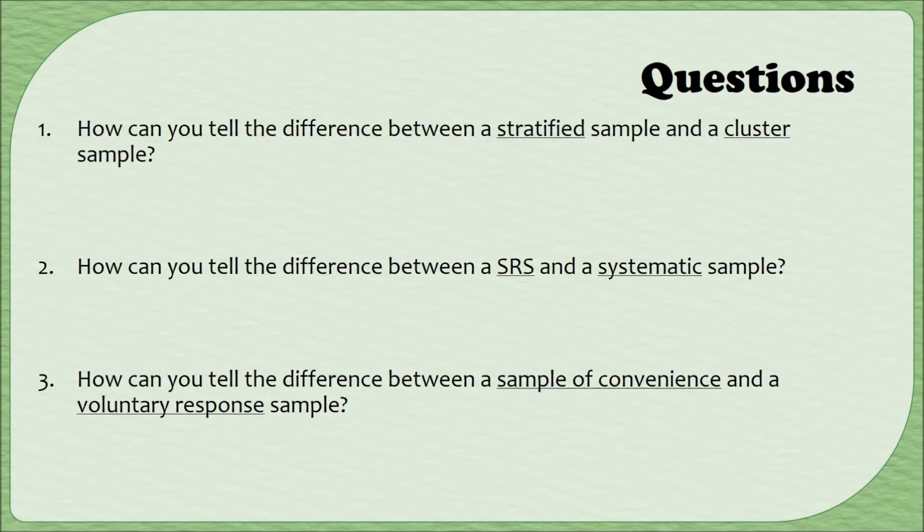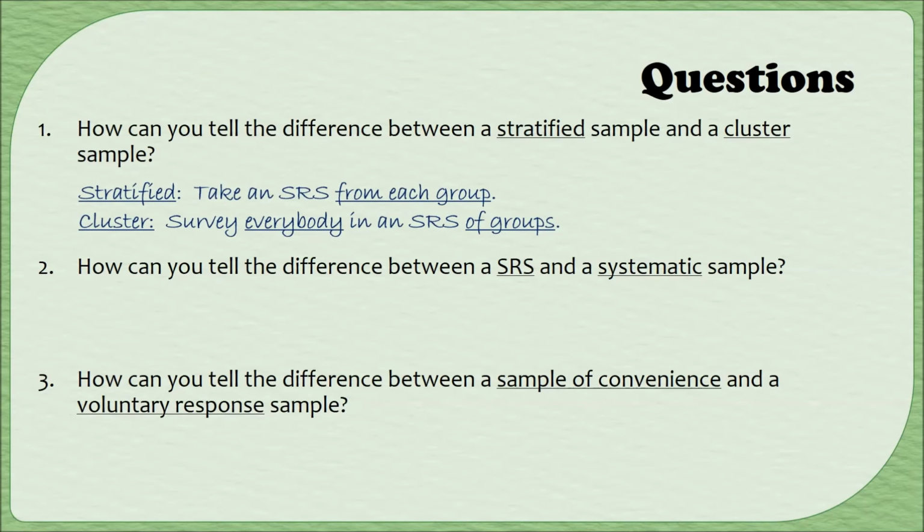All right, so how do I tell the difference between a stratified and a cluster sample? These 2 are really tricky, as we saw, because they both involve an SRS and they both involve grouping. So the way that I figure out the difference is in a stratified, I look for the phrase from each, whatever my groups are, so from each street or from each tax bracket. For a cluster sample, I look for kind of universal language like everybody or all the things, and I look for of groups. So I look for an SRS of groups, not of individuals, and all of the individuals in those groups get surveyed.